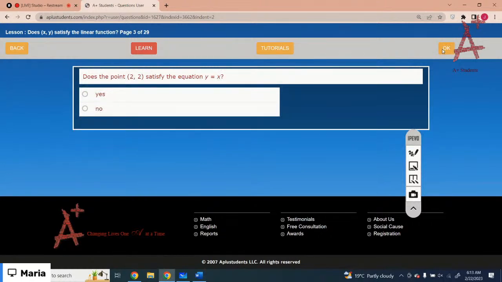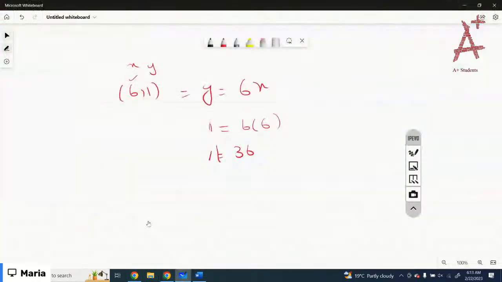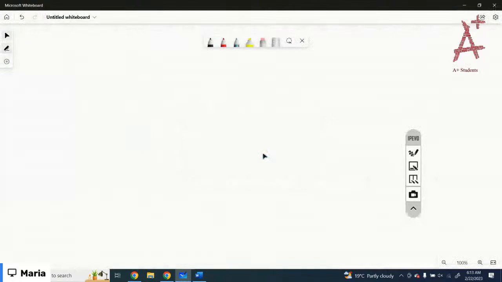Okay, the next one is, does the point (2, 2) satisfy the equation y equals x? The point is 2 and 2 and the equation is y equals x. y is 2 and x is 2. Are they equal? Yes, they are equal. That means the point (2, 2) satisfies the equation. Got it? The correct option is yes.